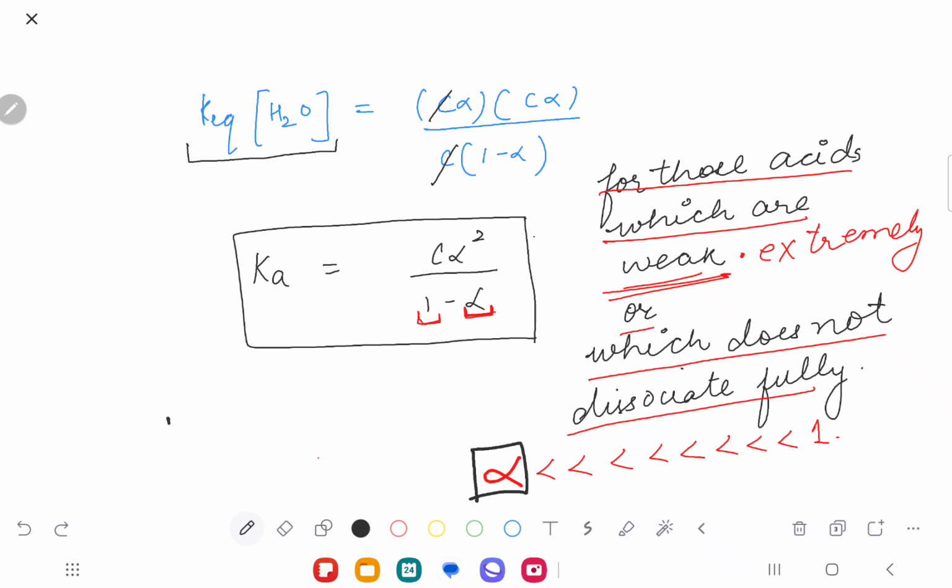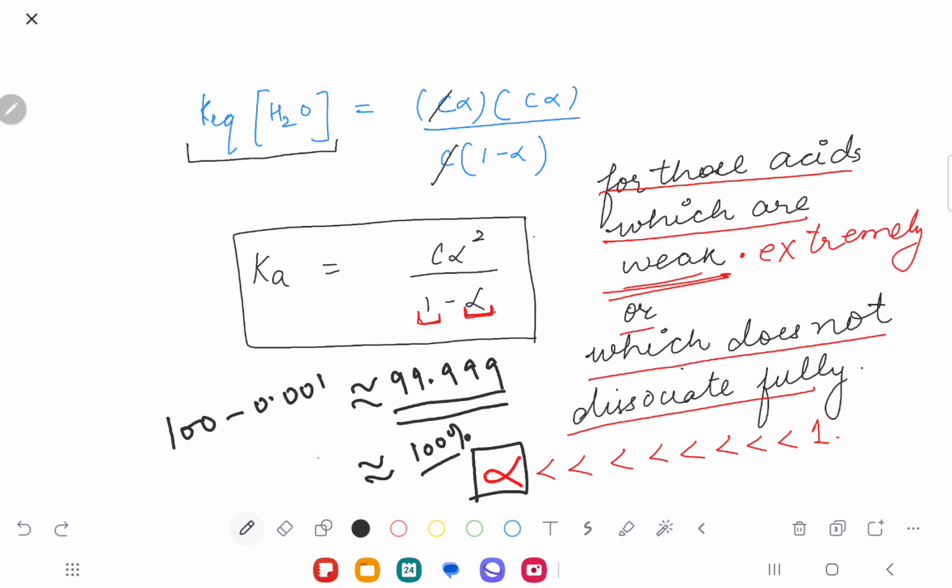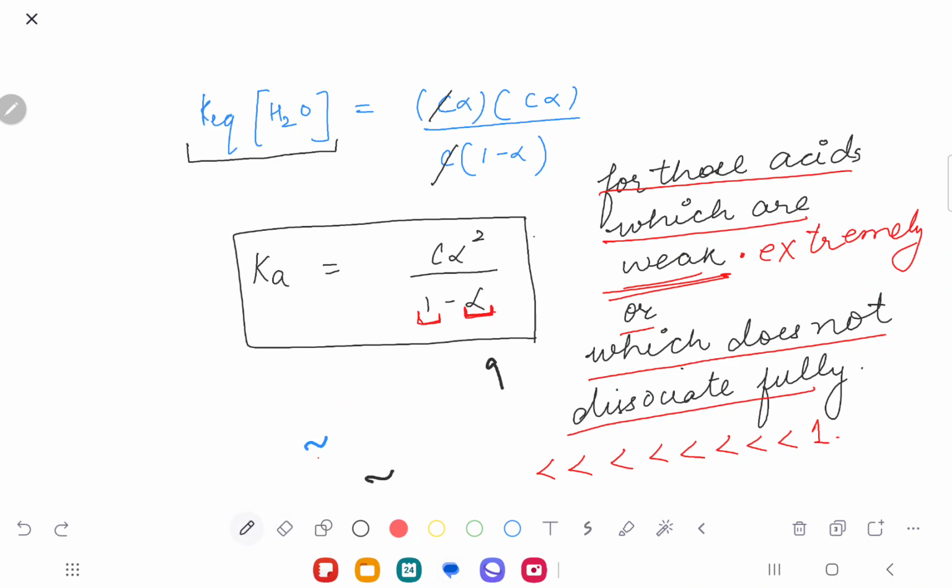So if I subtract 100 minus 0.001, that would be 99.999. Don't you think that should approximately be equal to 100% only? So if this is my 1 and this is my alpha, and if alpha is really small, don't you think that should also amount to near about 1? So when we have this concentration difference, 1 minus alpha, what exactly does that mean? That means 1 minus alpha is nearly equal to 1.